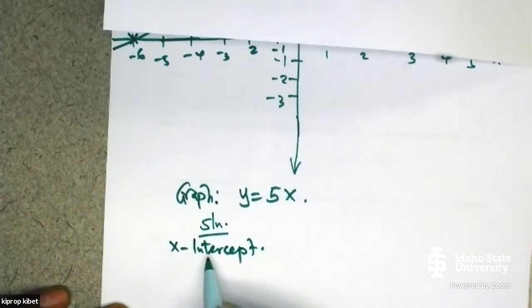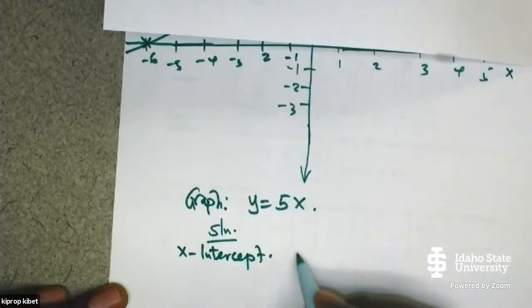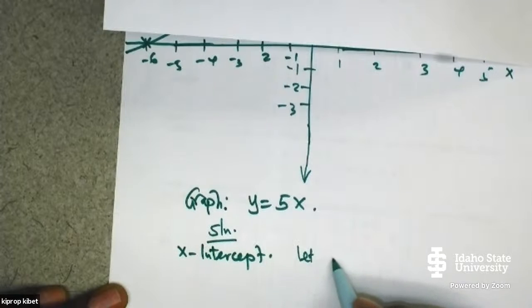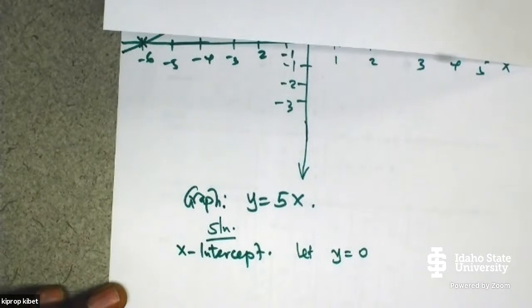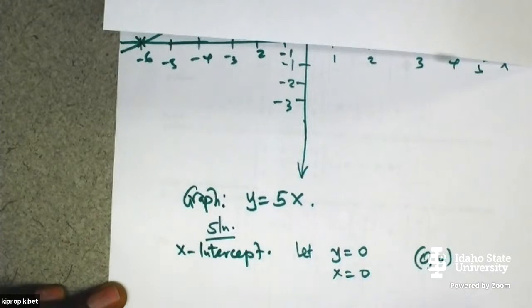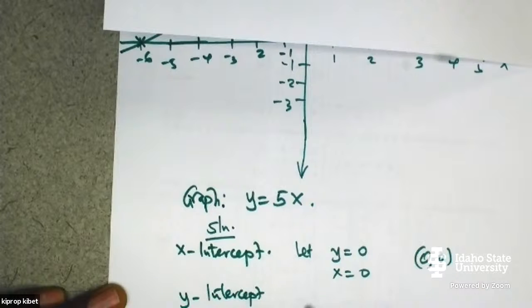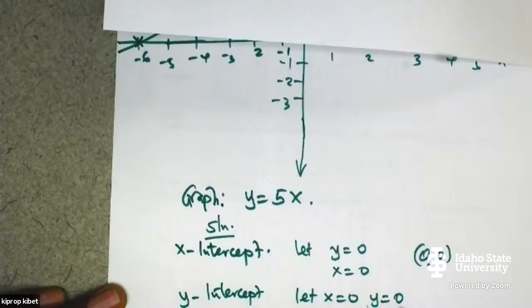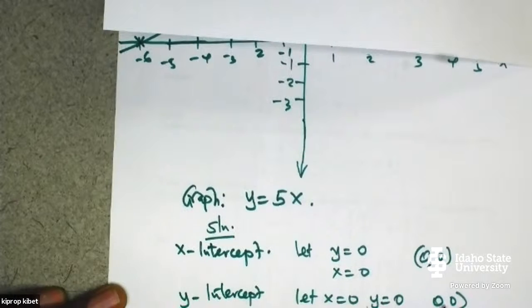So for the x intercept, what do we do? We let y to be equals to what? 0, right? So we let y be equal to 0. So when you let y be equal to 0, then our x equals to 0. So we have the point 0 and 0. Also, if we take the y intercept, then we let x be equal to 0. So our y is also equals to 0. So we have the point 0, 0.